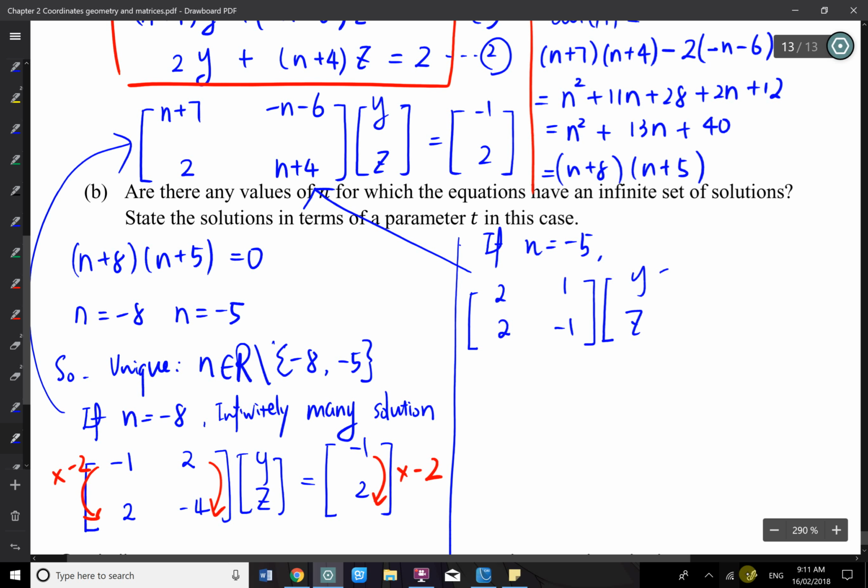Y, Z. Oh, that's a minus 1 as well. Minus 5, minus 5 is 5. 5 minus 6 is a minus 1. And then we have minus 1 and 2.